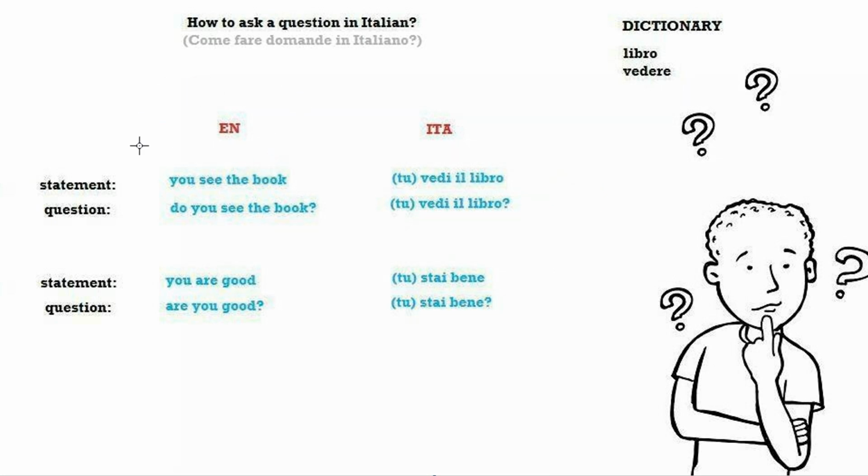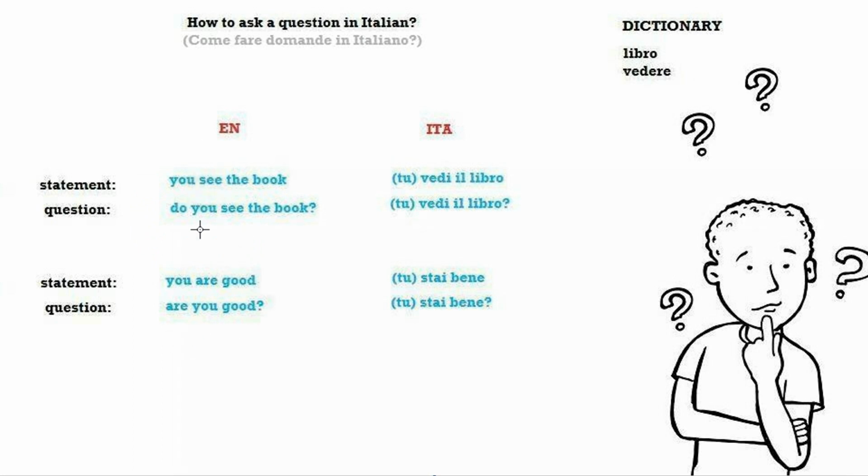What do you do in English to ask a question? To make a statement a question. Basically, you see the book. You add the auxiliary verb do, and then you add a question mark, and if you really want, you can change the intonation. So from you see the book, you go to do you see the book? And this is how you do it in English, okay?